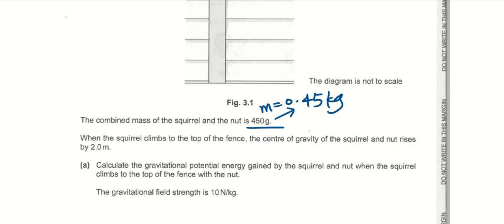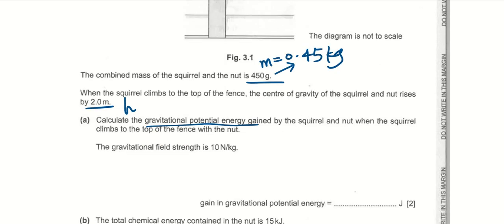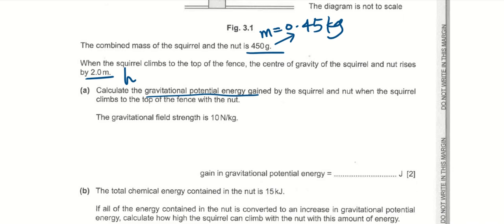Okay, when the squirrel climbs to the top, the center of gravity of the squirrel and nut rises by 2 meters. That means this is the height. Calculate the gravitational potential energy gained by the squirrel and nut when the squirrel climbs to the top. So g is 10 newton per kg. So GPE, this is simple, equals mgh.